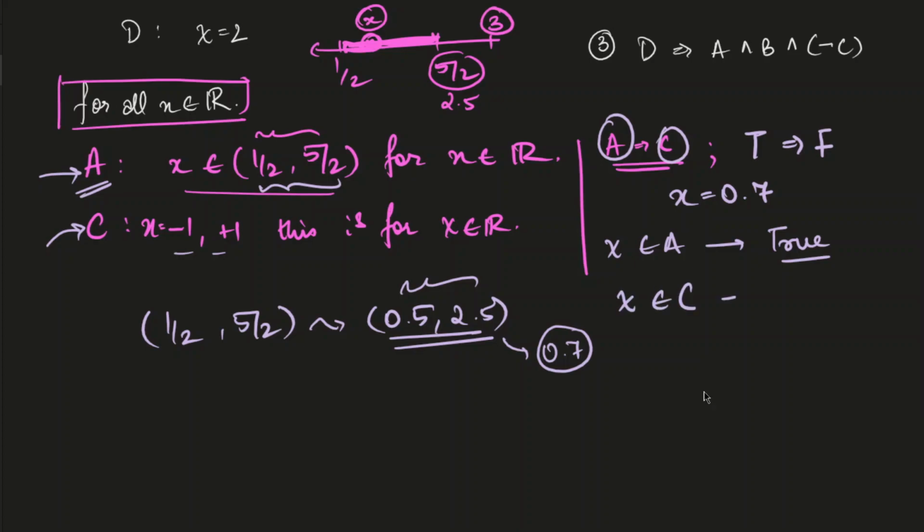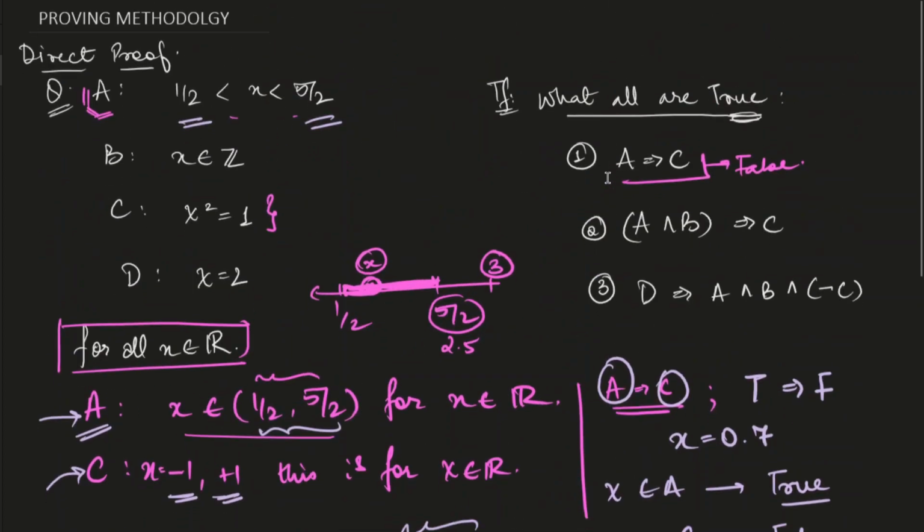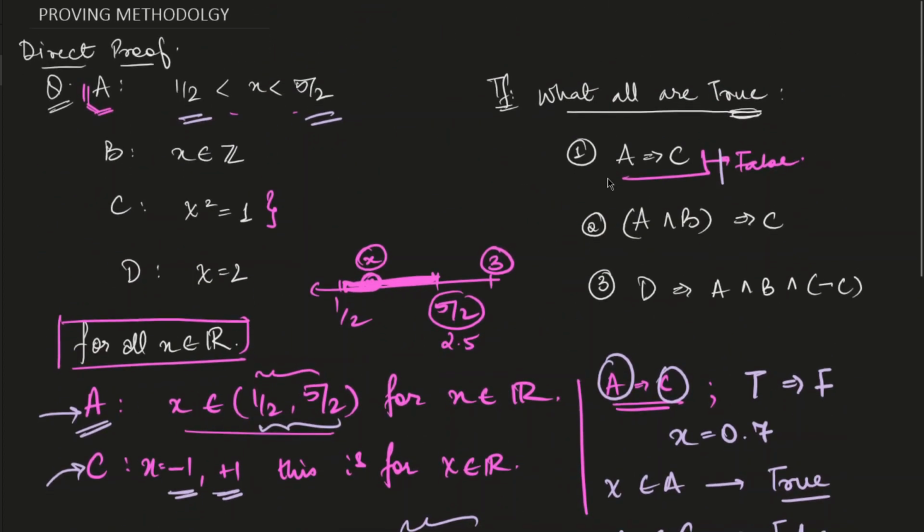X belongs to C, on the other hand, is going to be false because only -1 and +1 are allowed. So there we have a counterexample where A implies C is false. So that's how we can prove that this statement here is going to be false.